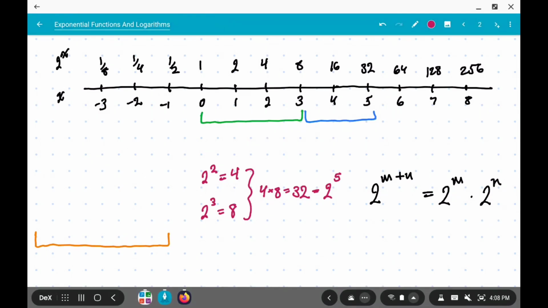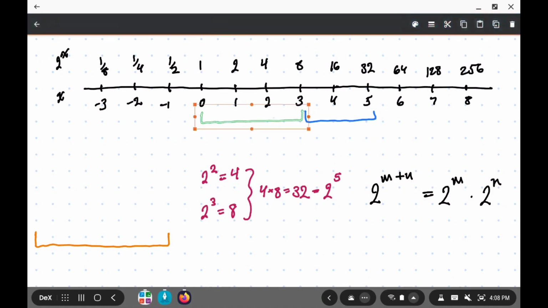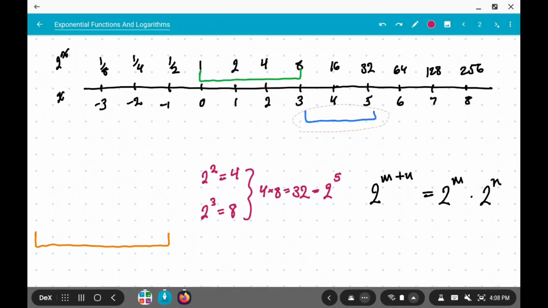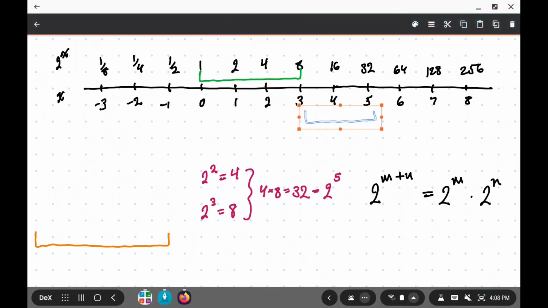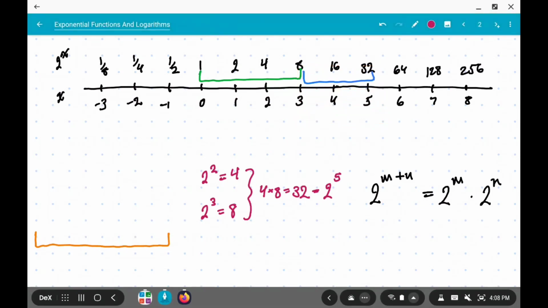But then up here, I've multiplied effectively 8 by 4. So there we go. 8 times 4 is 32.